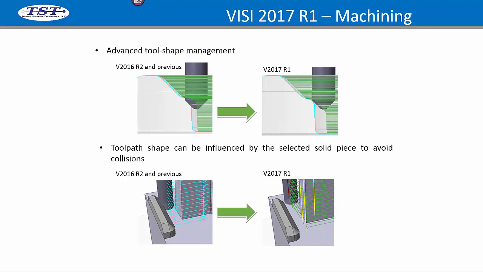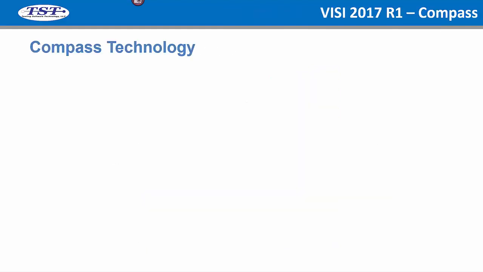So moving on, we also have some advanced tool shape management. V2016 and previous, and V2017 R1. We can also see some improvement going to R2 as well. So let's take a look at some of the compass technology, because it's going to be a big one since some of the stuff changed with the milling to profiling, obviously. The CMPs have changed, so the setup form is all a little different.